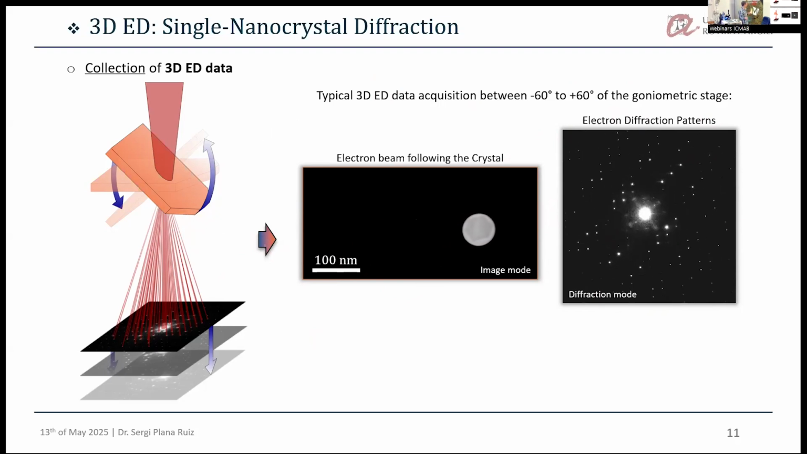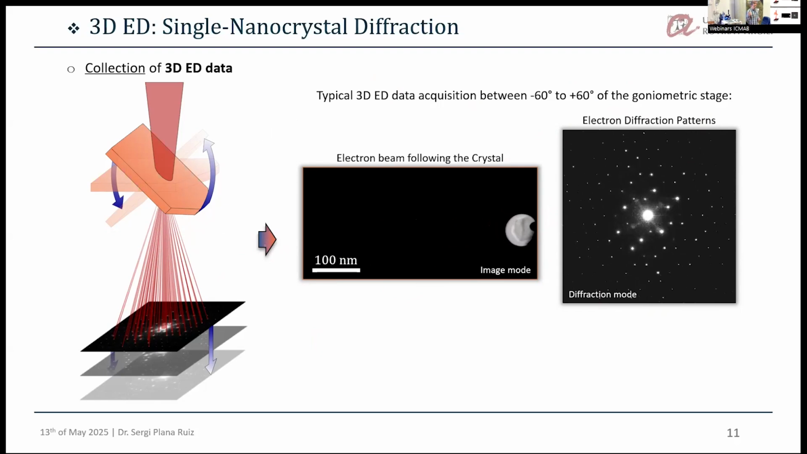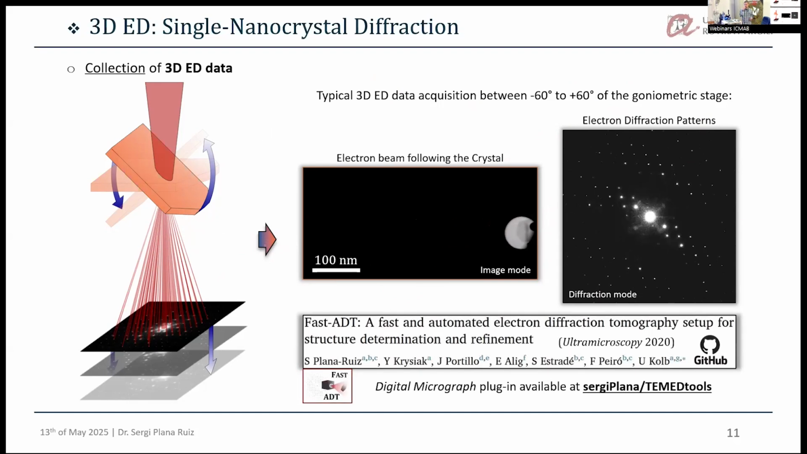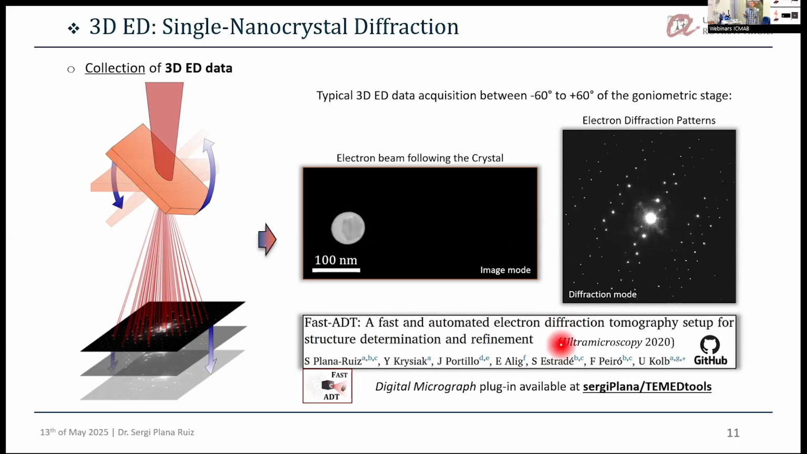One of the barriers to overcome with this technique is automation. If you do this with a TEM that is not prepared for that, it may take 1 hour, 1 hour and a half. So automation is really key in order to get a more systematic and routine use of this technique to solve crystal structures. And this is one of the things that I did in my PhD. We developed an automated module that reduced the acquisition of this kind of data from 1 hour and a half to 10, 15 minutes. And if someone is interested, we have this as a Digital Micrograph plugin available in the GitHub repository, where we also have other automation plugins that can be used for electron diffraction.